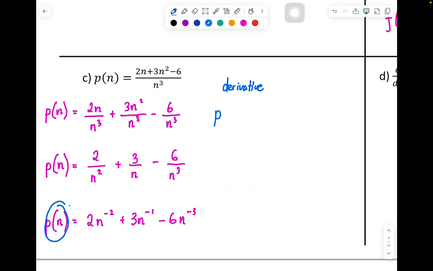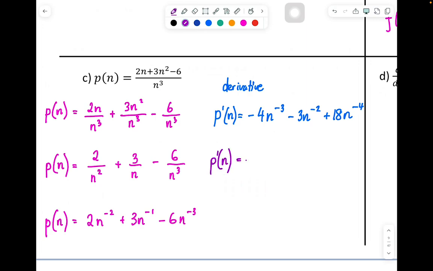And in this case here, because it's in function notation, we can write p dash of n. So we're going to take the power, multiply it at the front, and subtract the power by 1. Once that's done, last but not least, we're going to rewrite all of the terms with positive powers. And you're done.